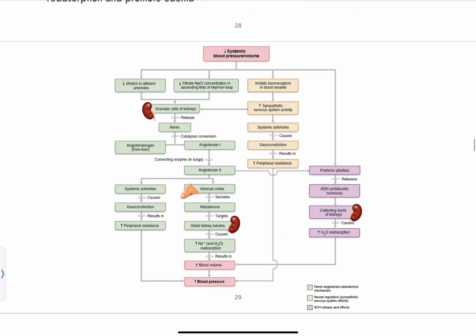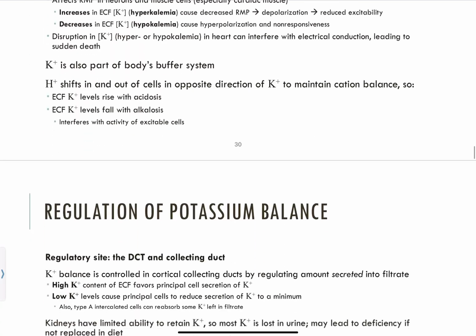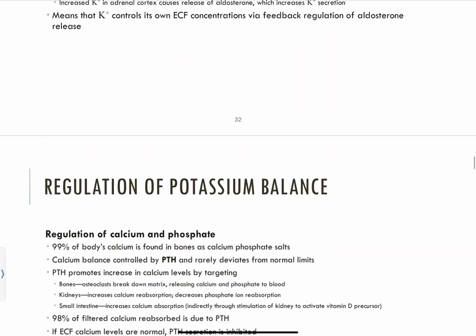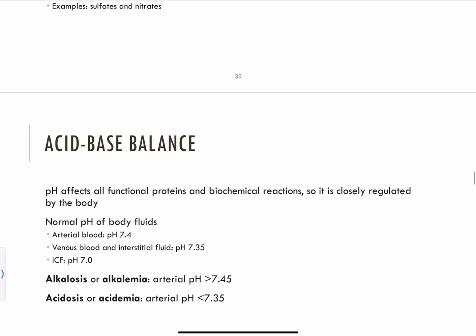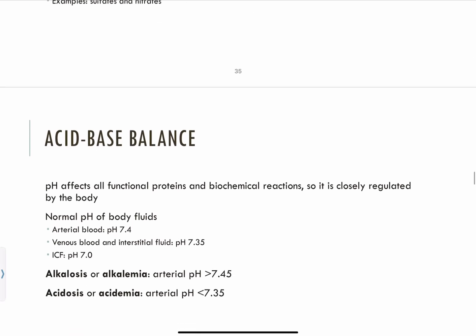And again, the big picture, you can go in and take a look at that. We're skipping over these next couple of slides until we get to acid-base balance.